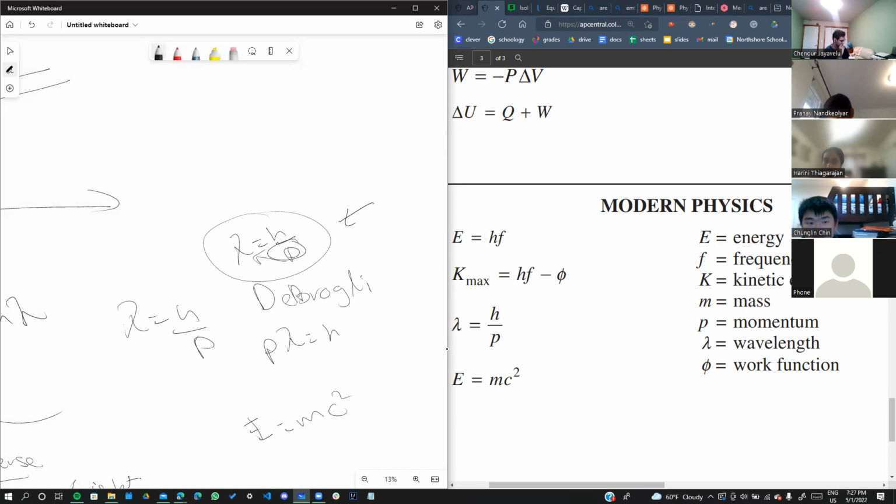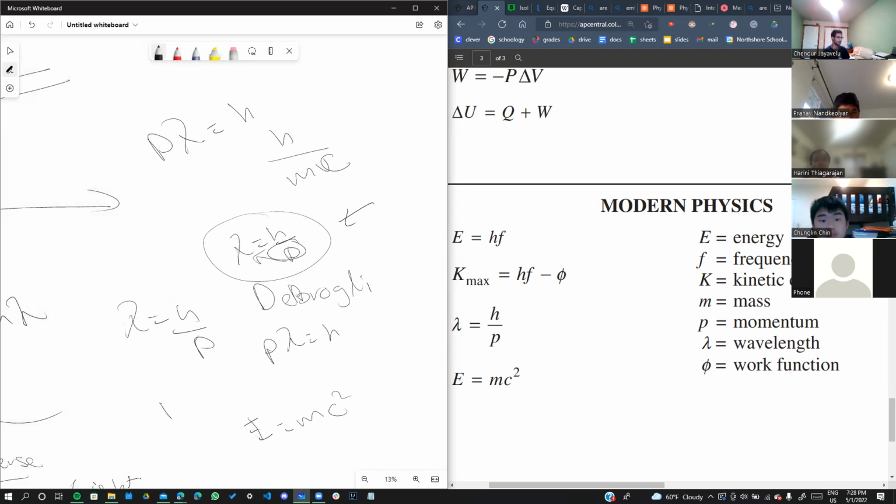So any object that has momentum has a wavelength, and they made the connection of wave-particle duality, where all objects that have mass also have a wavelength. I'm pretty sure that's the idea behind it. So h over mv. And usually they make v equal c, right? Yeah, usually v equals c. So it's mc. Yeah, okay, cool.